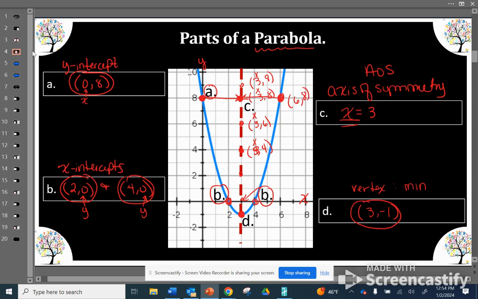And we can see on down the line, here we have a point 1 comma 3. It is 2 units from the AOS, and its counterpart is 2 units from the AOS. So you can see that besides the vertex, every point to the left of the AOS is a corresponding point to the right, and they are equally distant from the AOS. That's super important to remember.